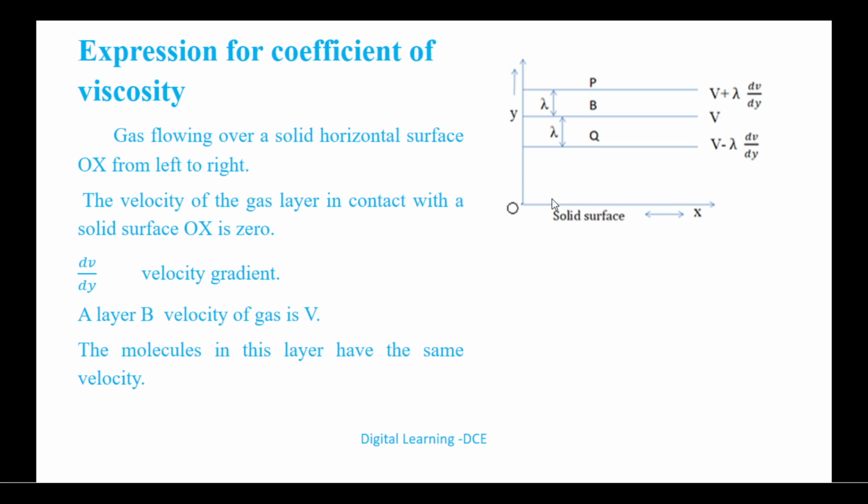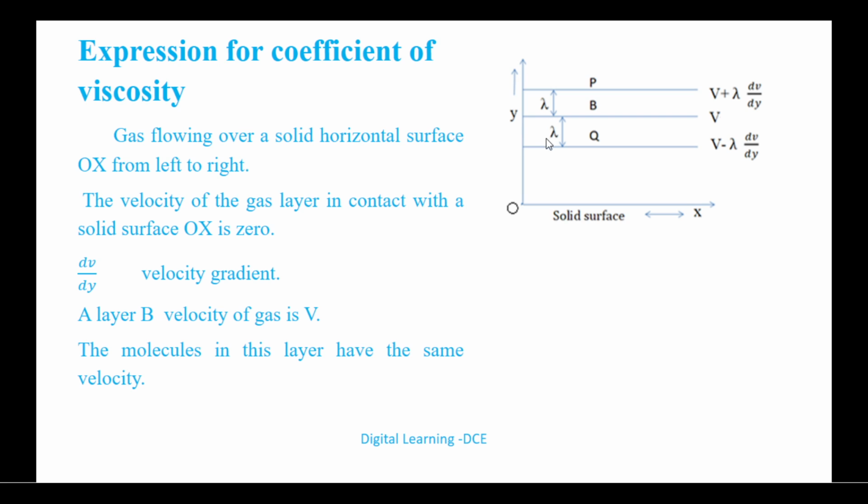Then, the term dV by dy represents the velocity gradient, that is nothing but the difference in velocity between two consecutive gas layers. It increases as we move from the solid surface in the vertical direction, that is, along the y axis.